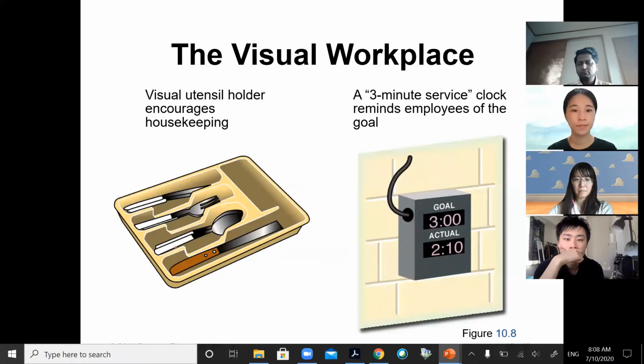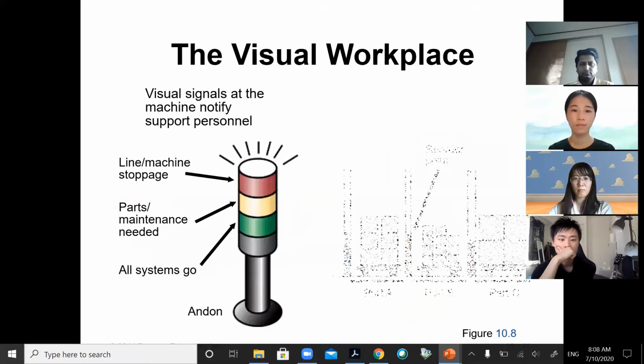For example, this is a 3-minute service clock reminding employees of the goal. The goal is to deliver the service within 3 minutes, and records, for example, showing the actual. So these are visual workplaces. And Japanese love this a lot. You can observe it in factories or even in train stations. You can see all this visualization, visual control. What else?